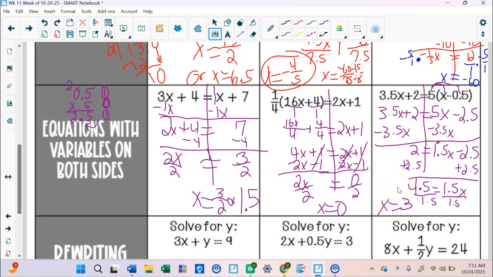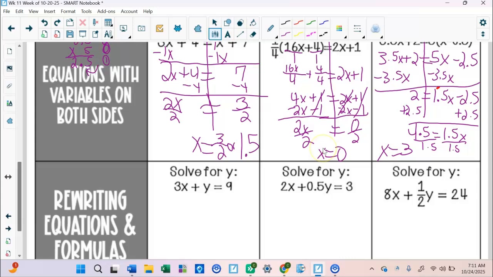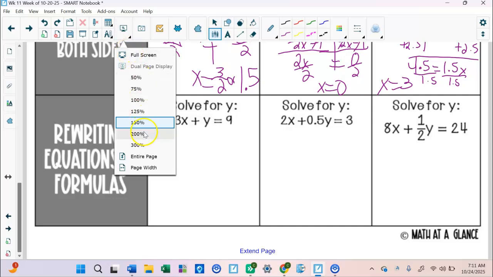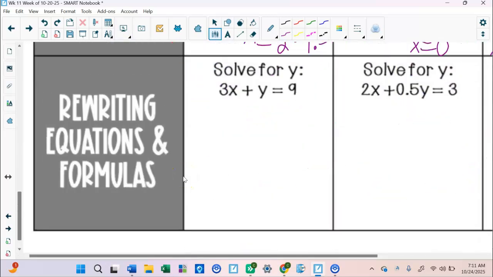Okay, now, later on in the year, we're going to talk about graphing linear equations. And this is something called rewriting it in slope-intercept form. So remember what the goal is. It says solve for y. Okay, so we need to try to get y all by itself.